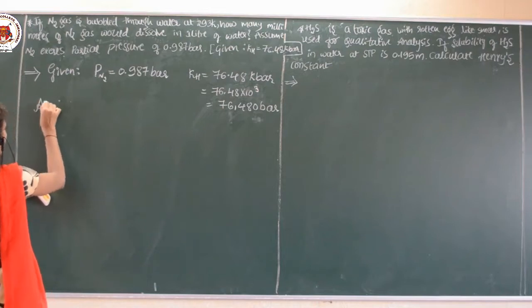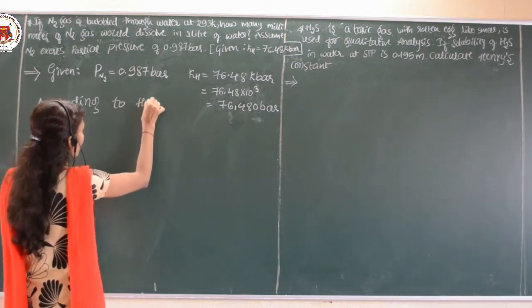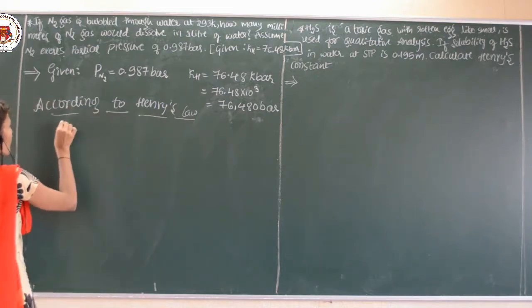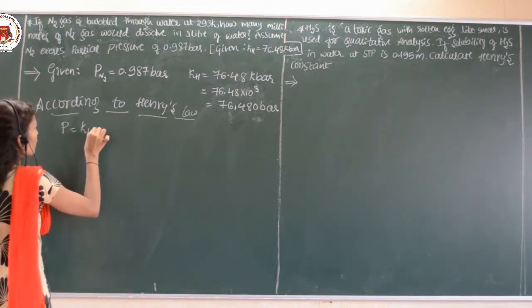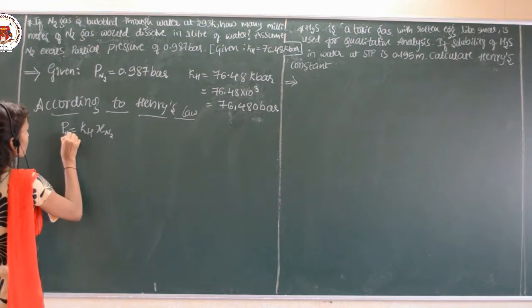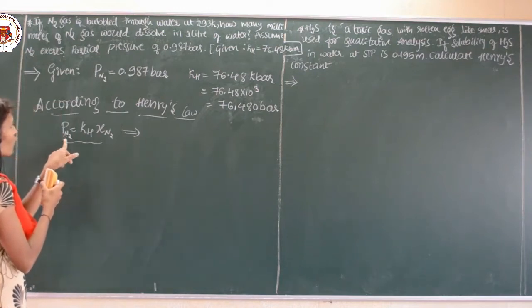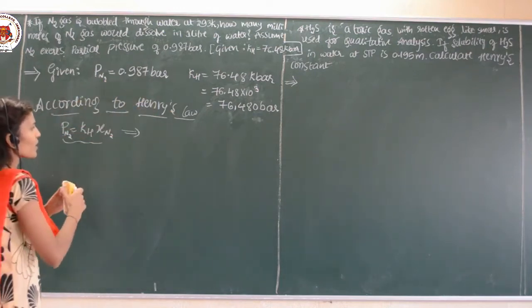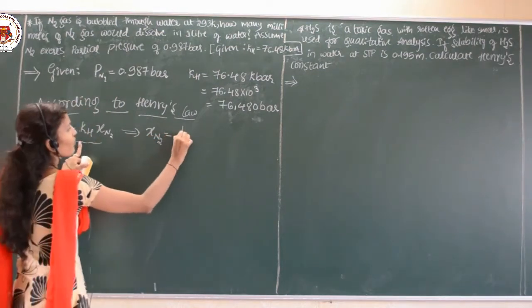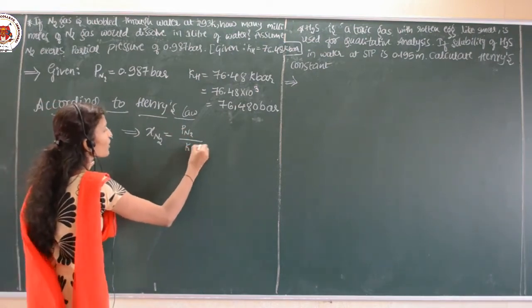Henry's law. According to Henry's law, P is equal to Kh into X, that is for the nitrogen gas. Okay. Then in this, what are the values we know? We know the value of P and we know the value of Kh. Let us separate out the mole fraction of N2, which is equal to the partial pressure of N2 divided by the value of Kh.